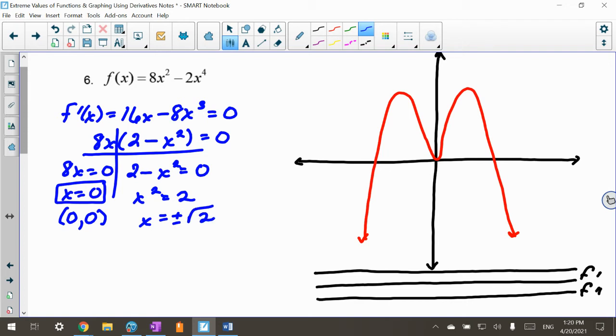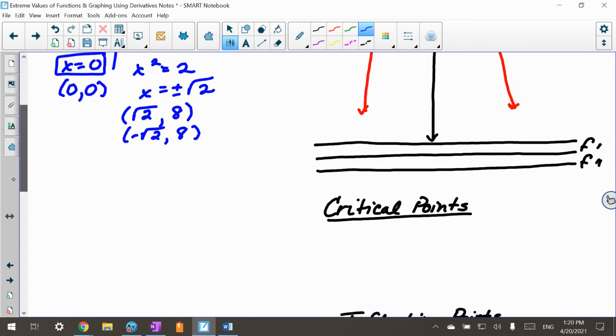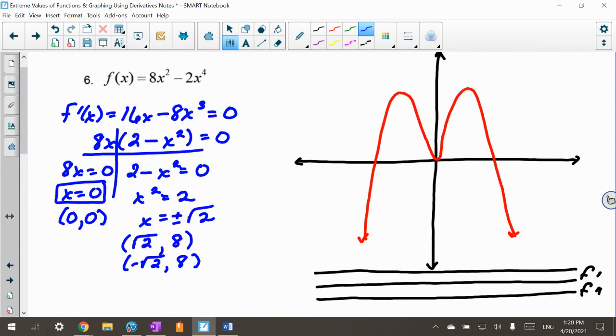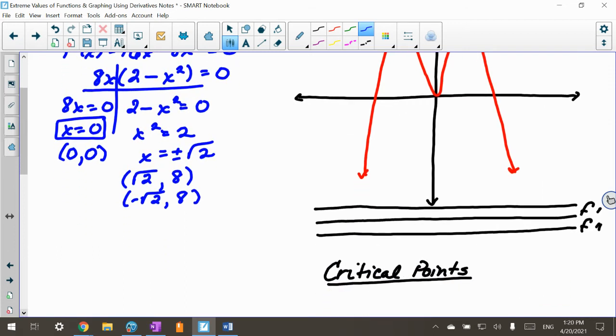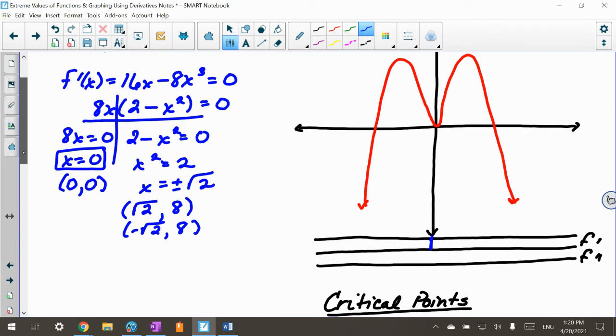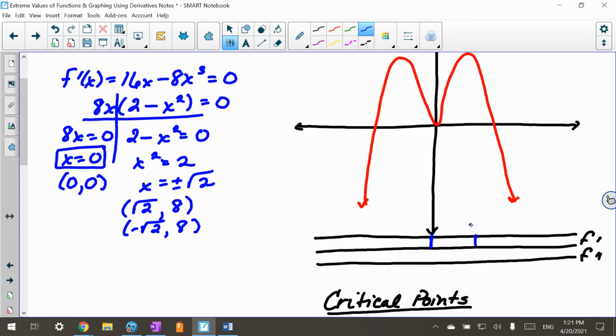Okay, so let's put that. So that's going to be radical 2 something. And when I plug in radical 2, I get 8. When I plug in negative radical 2 in my graph, I get an 8 as well. So here's my 3 critical points. I'm actually going to do it here first. So here's my 0. And then radical 2, I'm going to put it underneath the hump here. So this is radical 2. Here's negative radical 2, where the slopes are 0.